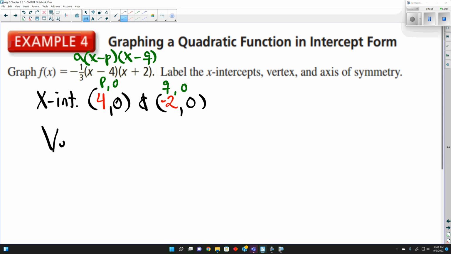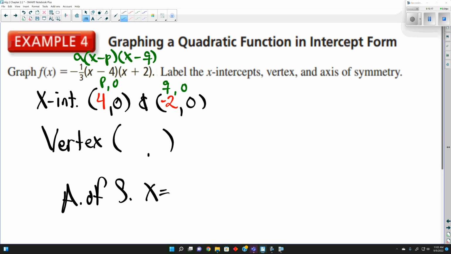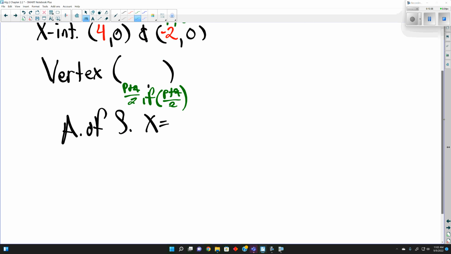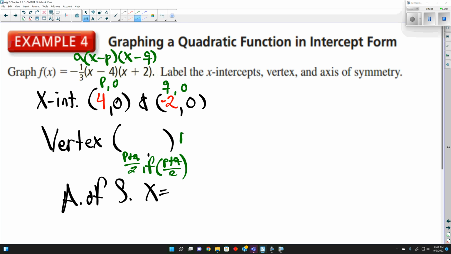Now we need to find the vertex and also our axis of symmetry. Now for our vertex, we have our p plus q over 2 comma f of p plus q over 2. And the axis of symmetry is given to us by the equation x equals p plus q over 2.